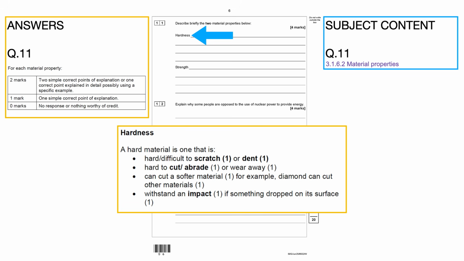Describe briefly the two material properties below. So first we have hardness. A hard material is hard or difficult to scratch or dent. It's hard to cut or abrade or wear away. Can cut a softer material, for example diamond can cut other materials. And a hard material is one that can withstand an impact if something is dropped on its surface.